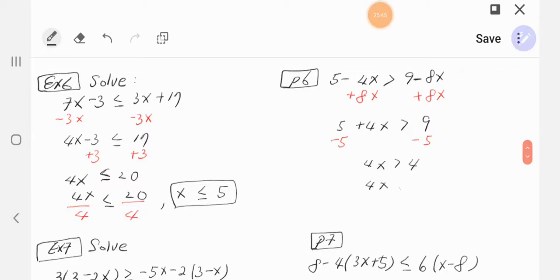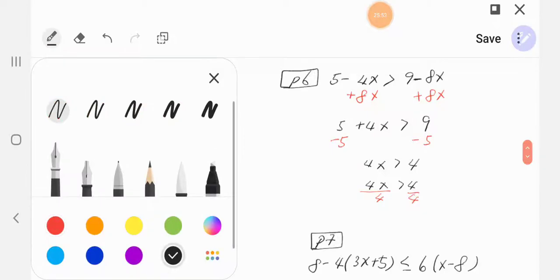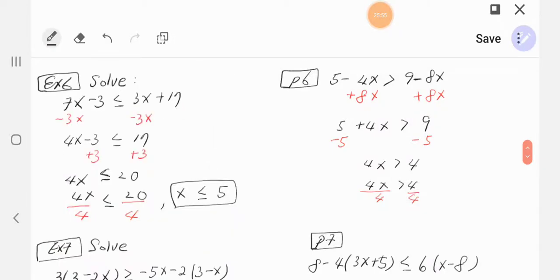Okay, let me write it again. So I'm going to divide this by 4. So x is equal to, do we need to flip the symbol? No, right? Why don't we flip the symbol? Because 4 is a positive number. We are dividing it, but divided by a positive number, so we don't have to flip.